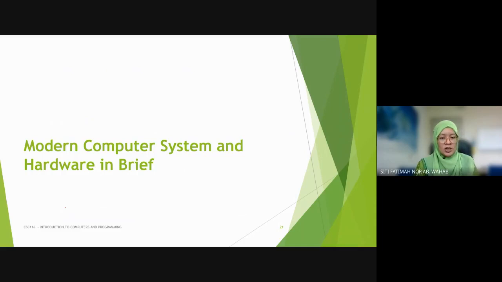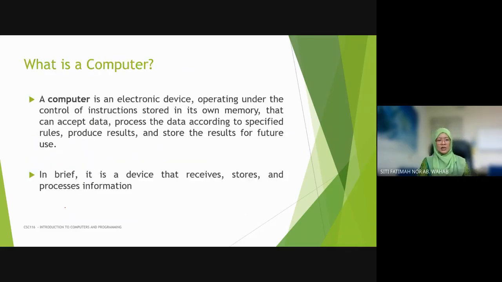Next is the modern computer system and hardware in brief. So what is a computer? Let's say this question will be asked in your quiz, in your test, okay? A computer is an electronic device operating under the control of instructions stored in its own memory that can accept data, process the data according to specified rules, produce results, and then store the results for future use. So in brief, it is a device that receives, stores, and processes information.